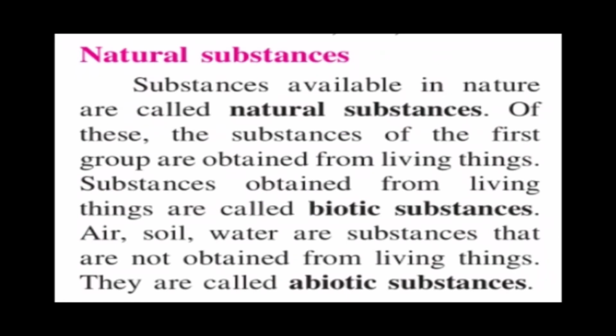Natural substances, substances available in nature, are called natural substances. Of these, the substances of the first group are obtained from living things. Substances obtained from living things are called biotic substances. Air, soil, water are substances that are not obtained from living things. They are called abiotic substances. Very important. Two things, biotic and abiotic. Biotic from living things, abiotic from non-living things.